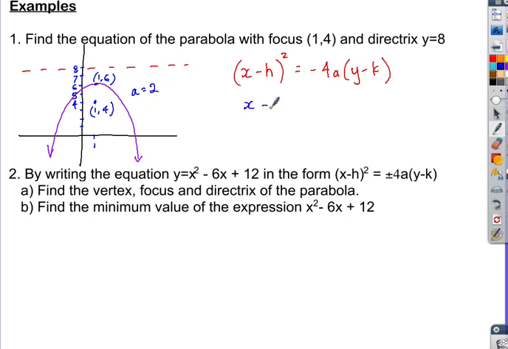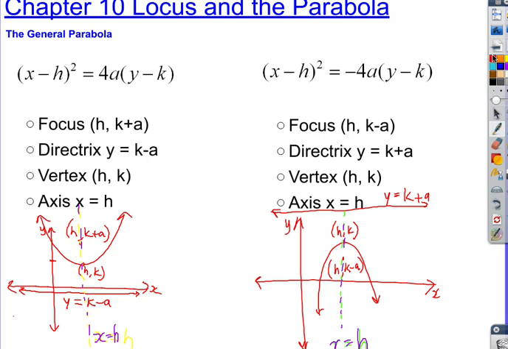So just substituting in the coordinates of the vertex for h, k, and substituting in a equals 2, you got that. And then that's the equation of the parabola with focus 1, 4 and directrix y equals 8. Why does a equal 2 again? So that's the distance between the vertex and the focus, and the distance between the vertex and the directrix. h, k is the vertex. So 1, 6, that's h, k. Remember back here? Vertex is h, k.